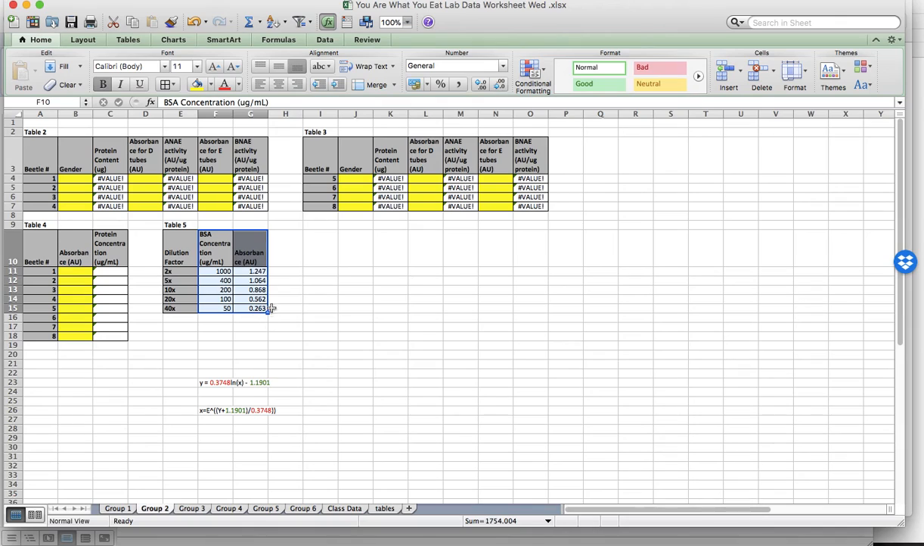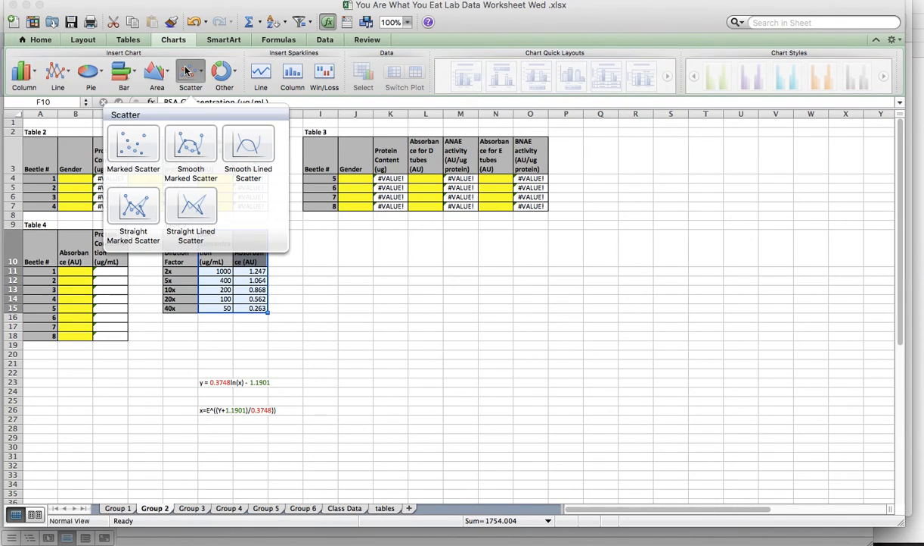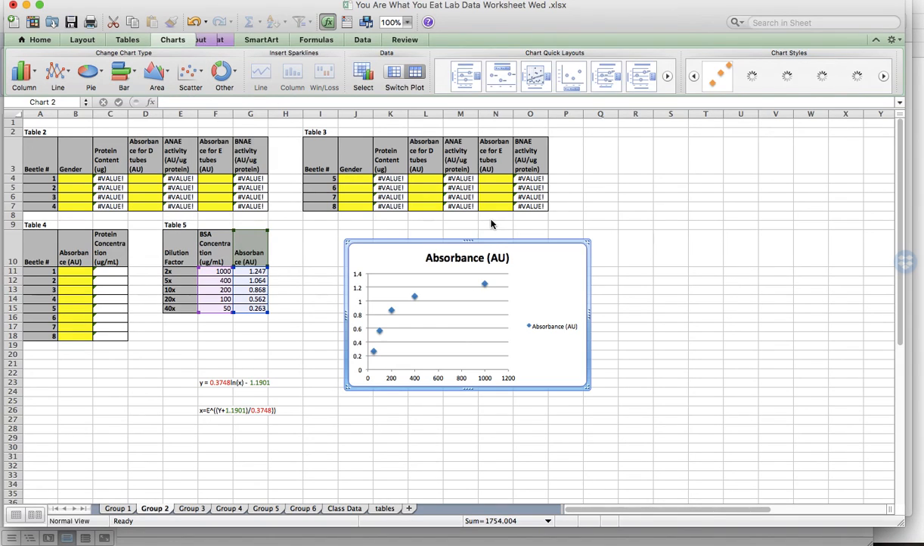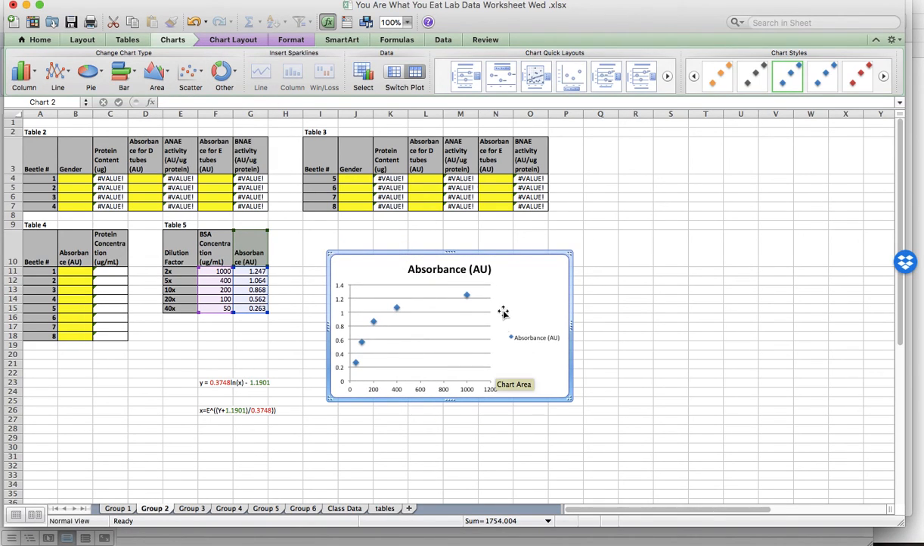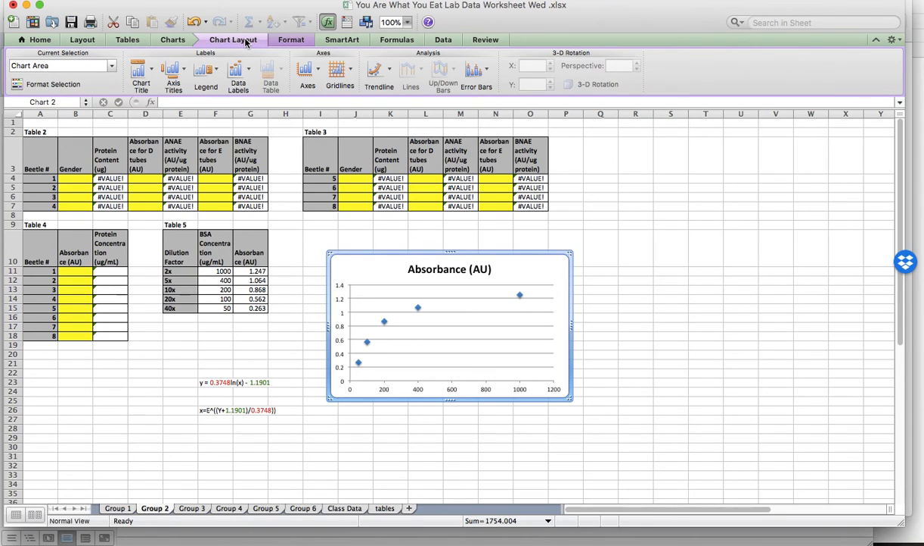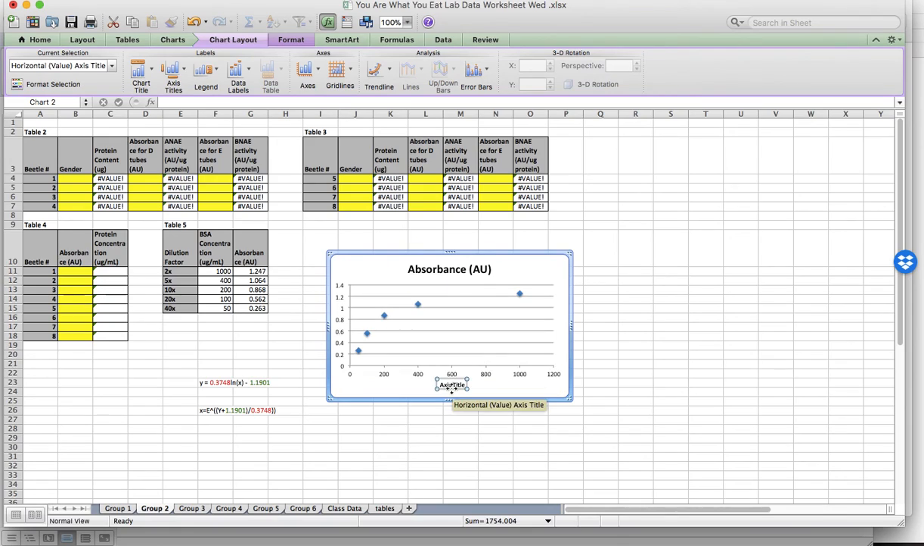I want you to select everything, including the titles, and go to charts. And we want to have a scatter plot. Once we have a scatter plot, the x-axis and the y-axis are not filled in. I'm just going to delete this. So we want to fill those things in. For the lab report, you will need to include a standard curve graph, and it needs to be properly labeled.